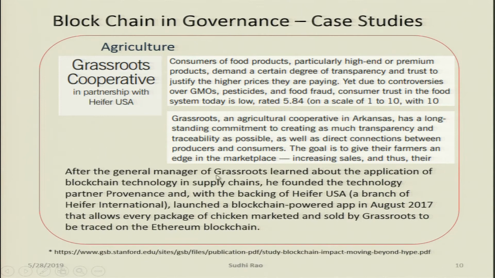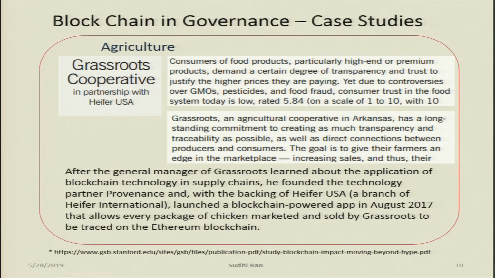After the general manager of Grassroots learned about the application of blockchain technology in supply chains, he founded the technology partner Provenance. He founded one more company, and with the backing of Heifer USA, a branch of Heifer International, launched a blockchain powered app in August 2017 that allows every package of chicken marketed and sold by Grassroots to be traced on the Ethereum blockchain. Remember, Grassroots is a bunch of farmers who have grouped together.